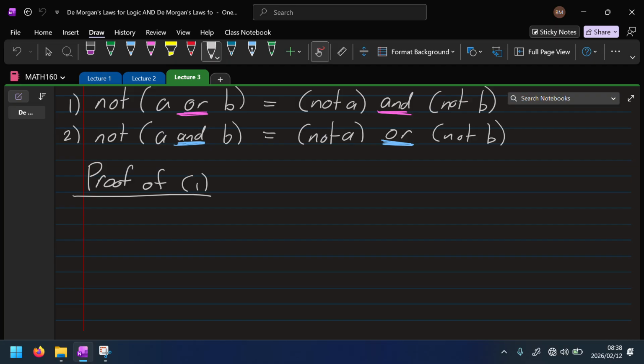Okay, so let's have a look at the left-hand side. Okay, no, phones need to be switched off during lectures.